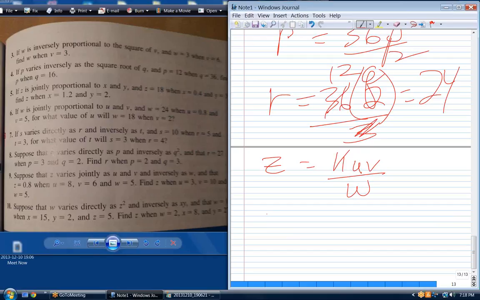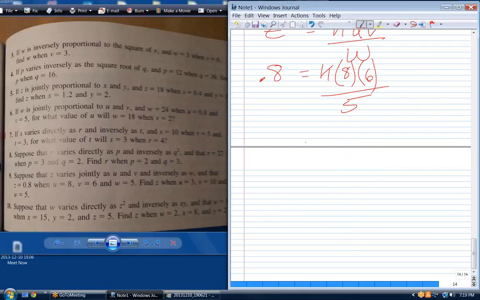So this one is Z equals K times U times V divided by W. So that turns into 0.8 equals K times 8 times 6 divided by 5. So then you get 4 equals 48K. Divide everything by 48, and then you get 1/12. Okay.